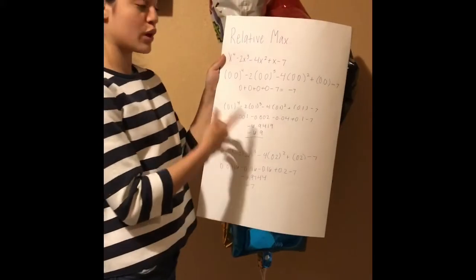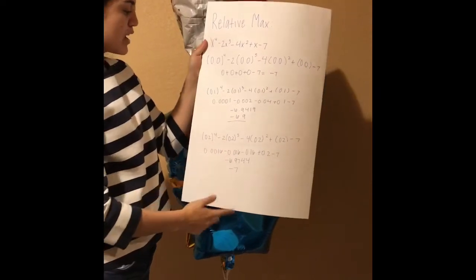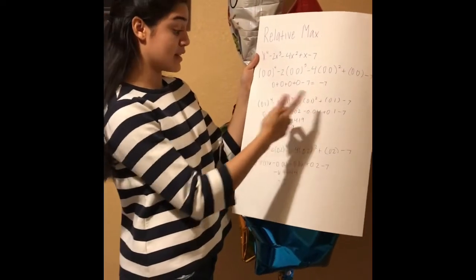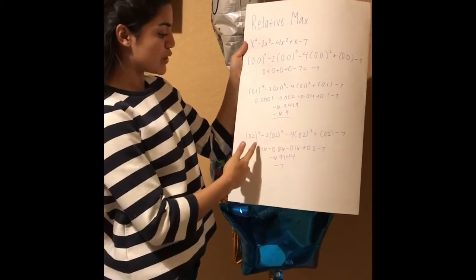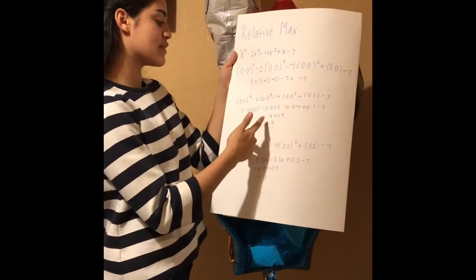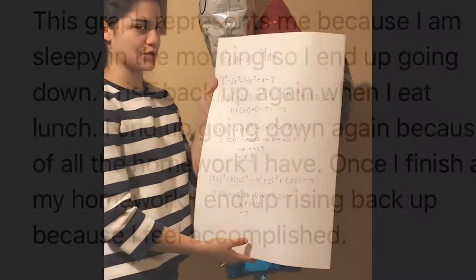My relative maximum is 0.1, so I did a point above, which is 0.2, and below, 0.0. So I plugged in everything, and when I plugged in 0.0, I got negative 7, and when I plugged in 0.2, I got negative 7 as well. When I plugged in 0.1, I got negative 6.9, so that gives me my relative maximum, and I checked the max was correct.